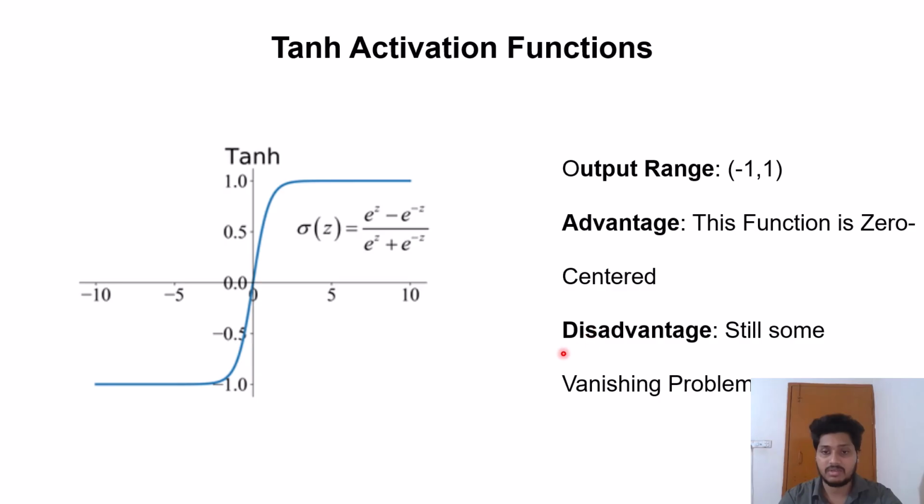So what are the disadvantages? The main disadvantage is it still suffers from some vanishing gradient problem. So when input becomes very large or very small, the gradient shrinks towards 0, which can slow down the learning, especially in deeper networks. So we can say that tanh improves upon the sigmoid by being centered around 0, making it generally a better choice for hidden layers, but it still has some of the same problems when used in very deep networks.